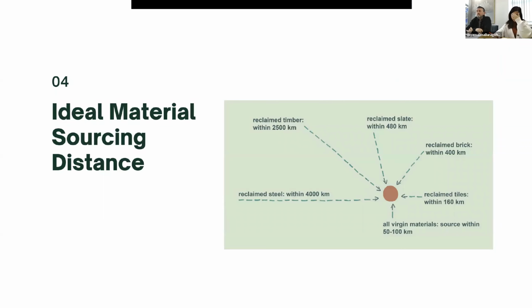Ideal material sourcing distance refers to the distance from which building materials should be sourced to minimize the carbon emissions generated during transportation. The goal is to reduce the impact of transportation on the environment by sourcing these materials from locations that are close to the construction site. This reduces the need for long distance transportation, which contributes to carbon emissions. An ideal material sourcing distance would be the one that balances the cost of transportation with the environmental impact of long distance travel.